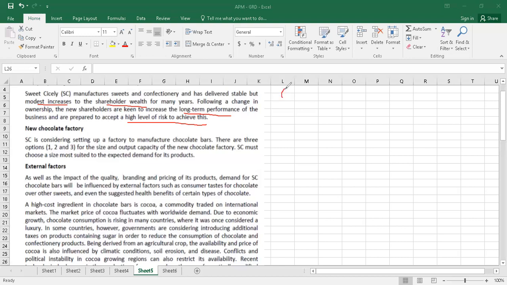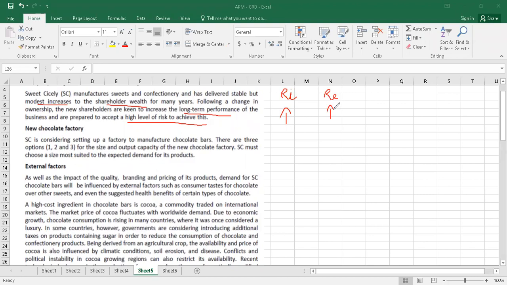If risk is high, what is the relationship between risk and return? How does return change? If risk is high, returns are also high. So why would they want to take a risk? Because they have a high expectation to earn high returns. So they want high profits to be earned.